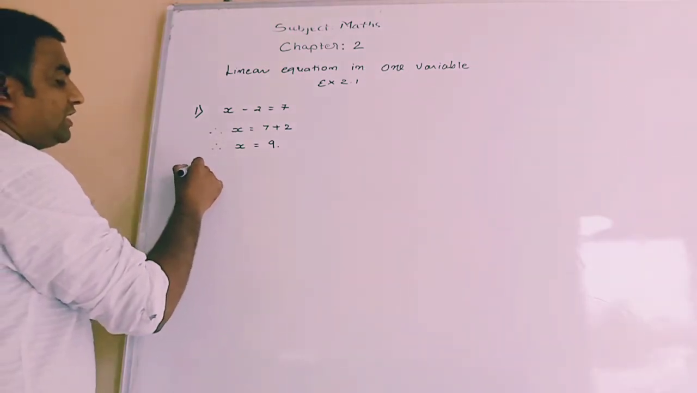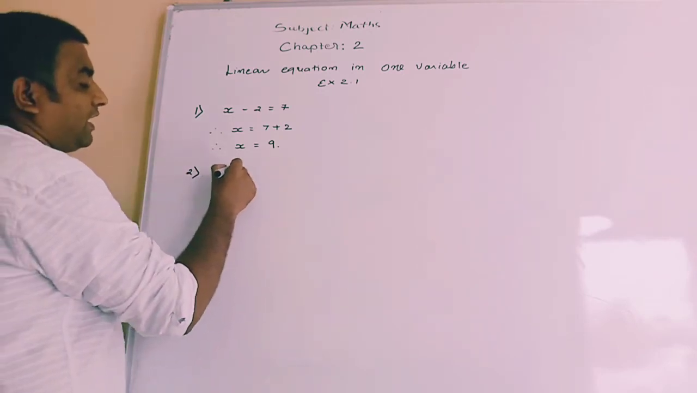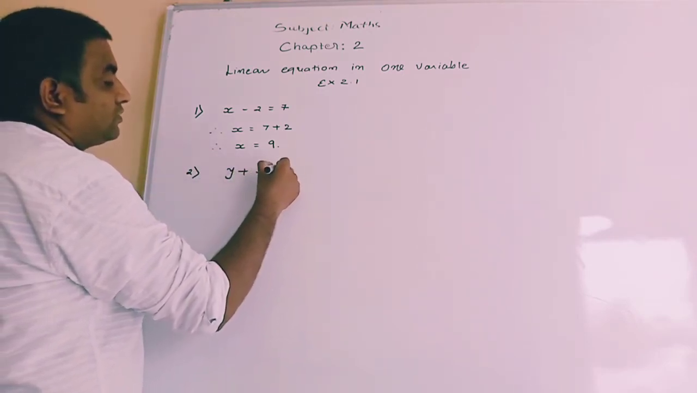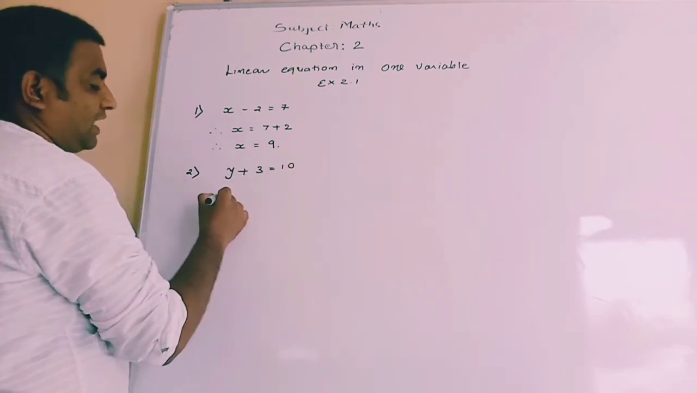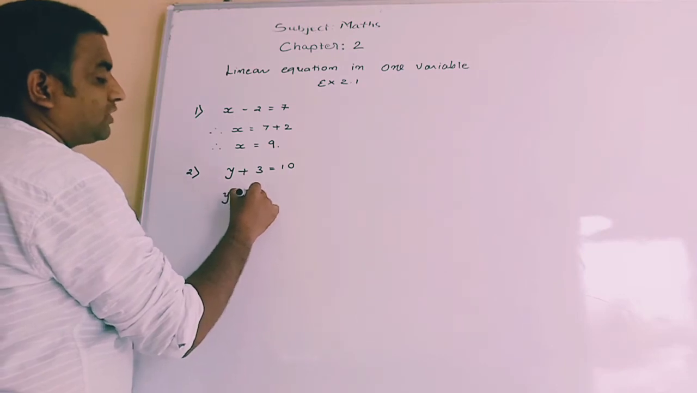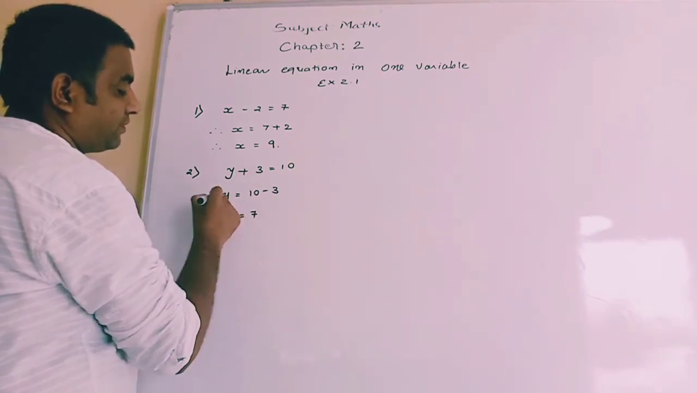Now second question is given. y plus 3 is equal to 10. So plus 3 we will take from the left hand side to the right hand side. y is equal to 10 minus 3. And so y is equal to 7.